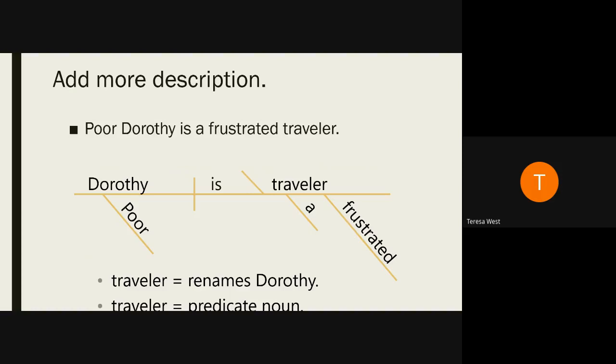So if we're just adding more description, we're always making sure that our vertical lines are touching the part of the horizontal line next to the word it's describing. So poor, as we can see, is shooting right off of Dorothy on a diagonal. And a and frustrated are clearly under traveler because those words are both describing traveler.